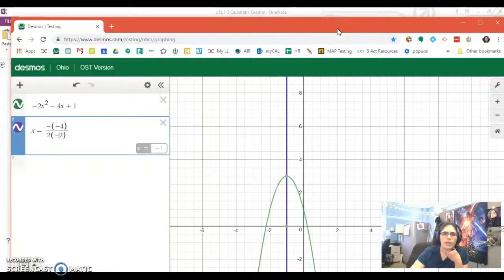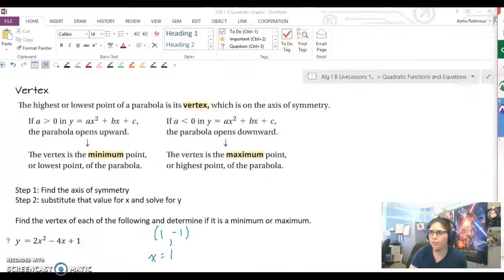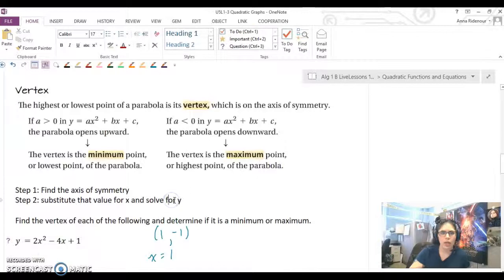So one thing to notice is that whether it opens up or down, that axis of symmetry is always going to go through the vertex, because the vertex is the turning point of the parabola, whether it's like this and it's the minimum point, or like this one, an upside down U shape, and it's the maximum point. The axis of symmetry is always going to go through the vertex because that's the turning point. So if you're cutting it in half, the line that cuts it in half has to be going through the turning point.